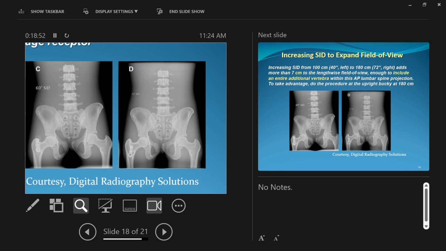So this would be the source of radiation, and increasing this distance from this to the image, right, changes the apparent size of that body part, okay? Source to image distance has a big effect on our image qualities, and not just the exposure numbers.